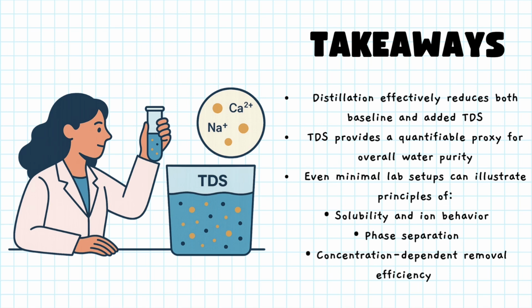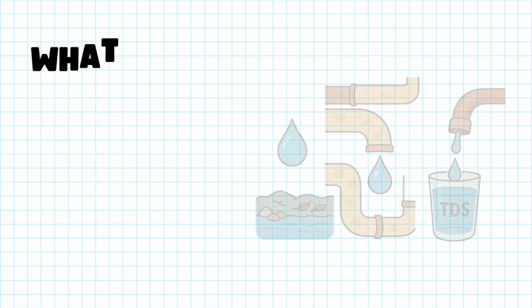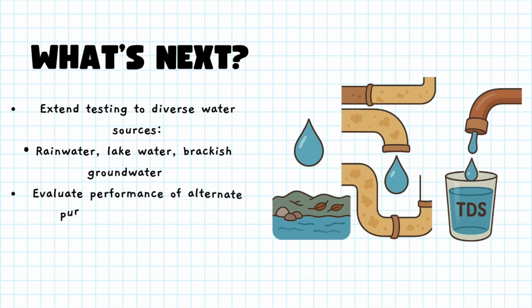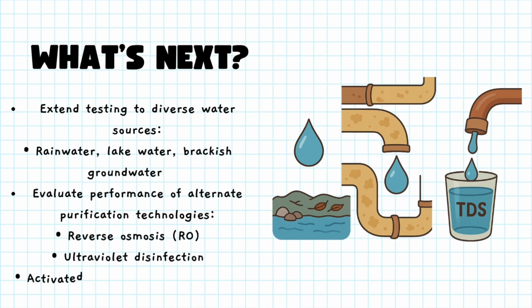This wasn't just a kitchen experiment. It was a practical model of how ion separation and vapor phase purification work. It showed the limits of simple distillation and underscored the role of pretreatment for more complete purification. My next step? Expanding this to more complex water sources: brackish water, rainwater, and natural surface water, and evaluating performance of alternate purification technologies, such as reverse osmosis, ultraviolet disinfection, and carbon and ion exchanges.